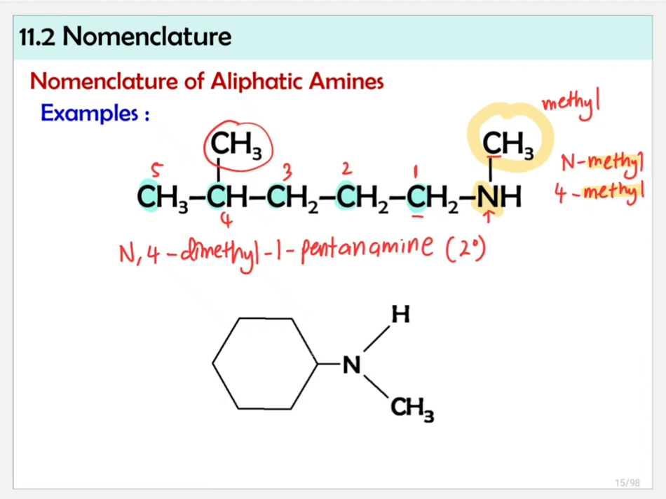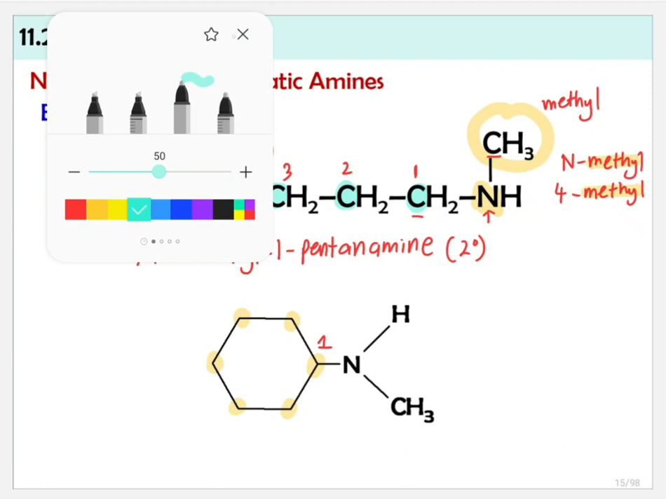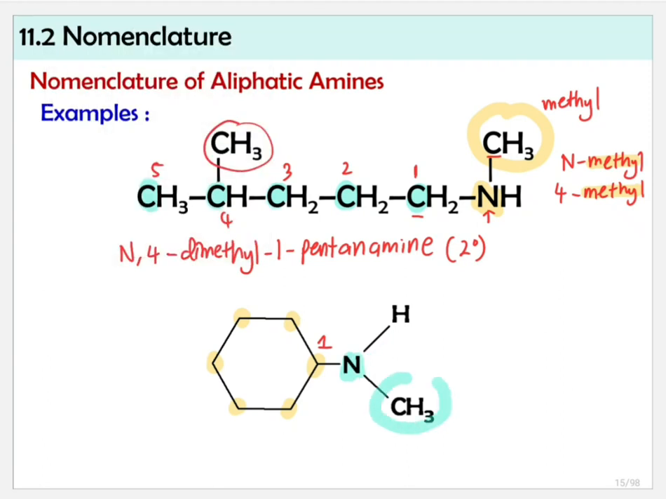So, longest chain adalah ini. 1, 2, 3, 4, 5, 6 carbon. And dia dalam cyclic. Okay, jadi untuk cyclic ini kita tak perlu bagi nombor sebab macam mana pun dia mesti akan dapat nombor 1. Okay, jadi untuk yang ini dekat nitrogen, so at nitrogen, there are CH3. So CH3 adalah methyl. So methyl is bonded to nitrogen. The full name for this compound would be N-methyl. Okay, sebab ada methyl dekat nitrogen. Okay, terus sambung dengan parent name.